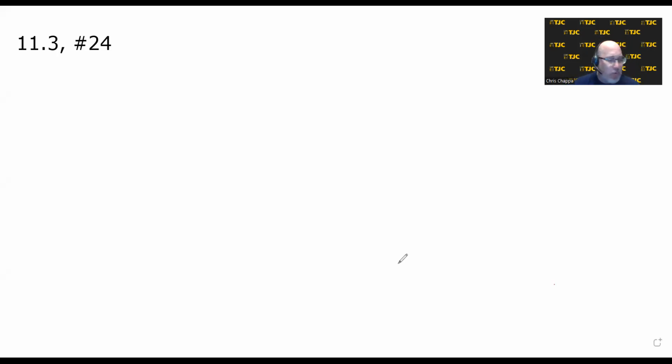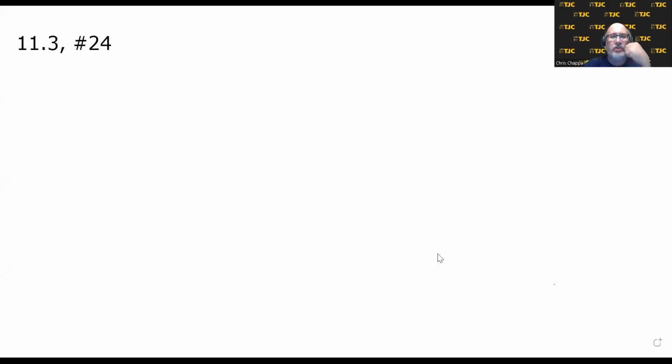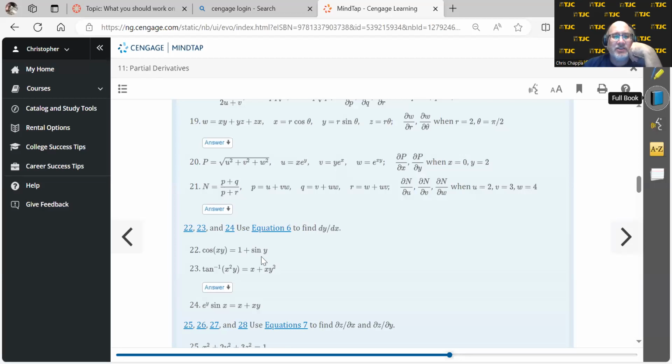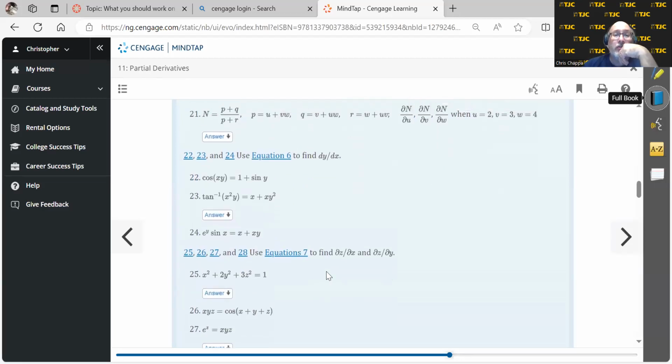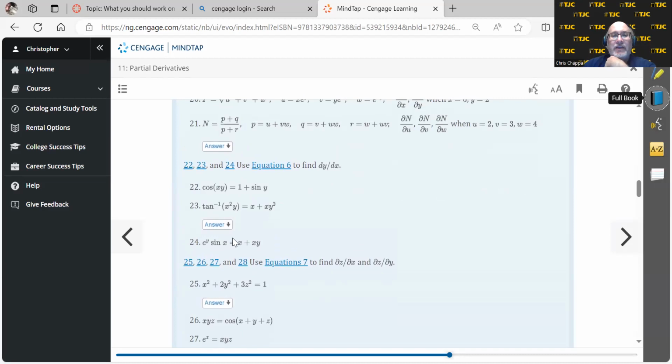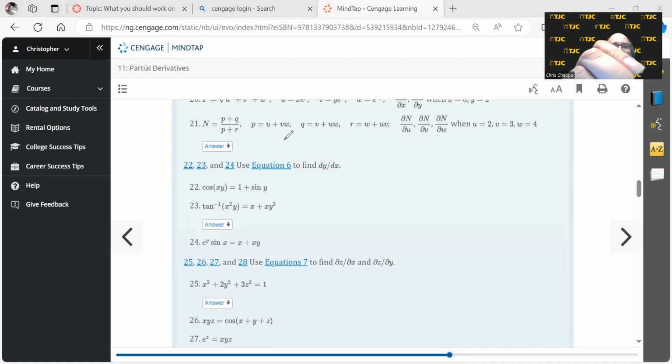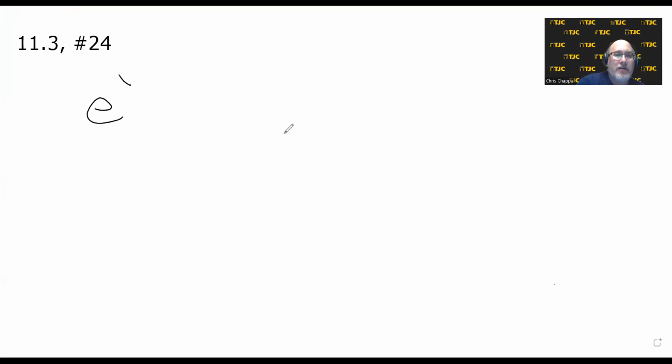The first one was 11.3, number 24. And we see here that the question was to find dy/dx. Find dy/dx if e^y sin x = x + xy. Now, the truth is, this is technically a Calculus 1 question. e^y sin x is equal to x + xy.